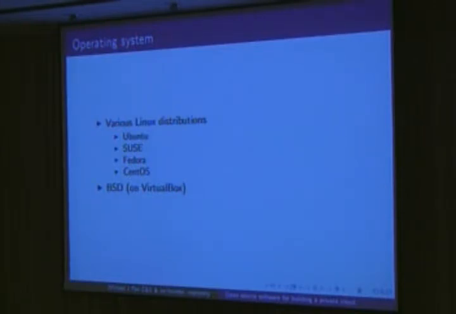Obviously, with operating systems, you have various Linux distributions: Ubuntu, SUSE, Fedora, CentOS. Generally, I think people use Ubuntu and maybe Fedora and CentOS. Ubuntu is really easy to use mainly because they've created an entire cloud distribution software around them. You can also use BSD, but that's really only on VirtualBox, which is for desktop.